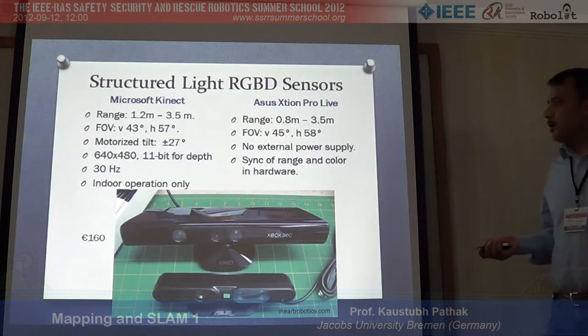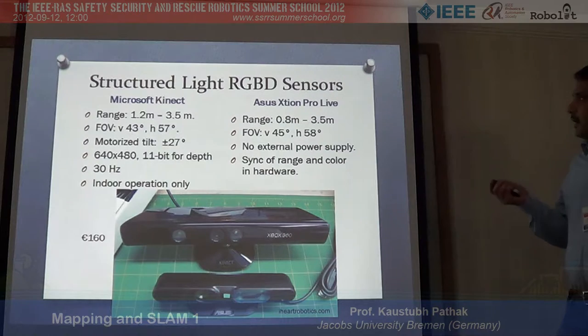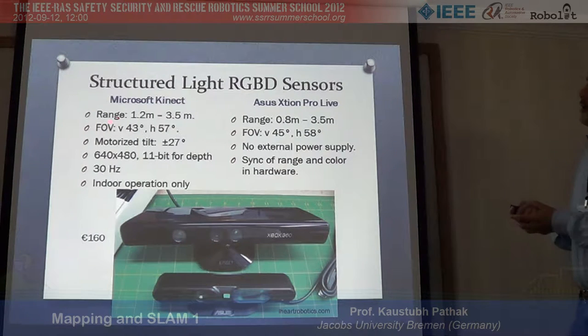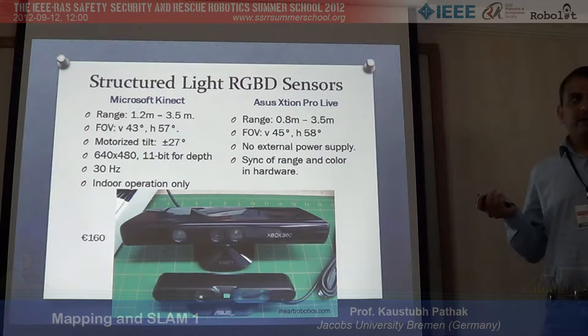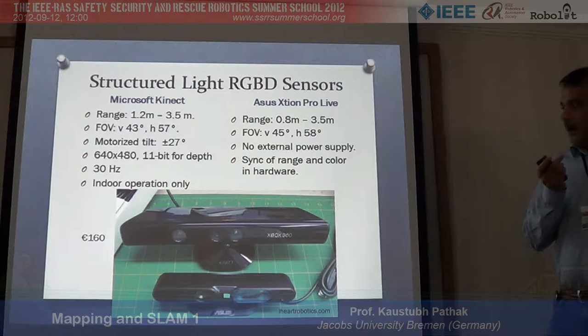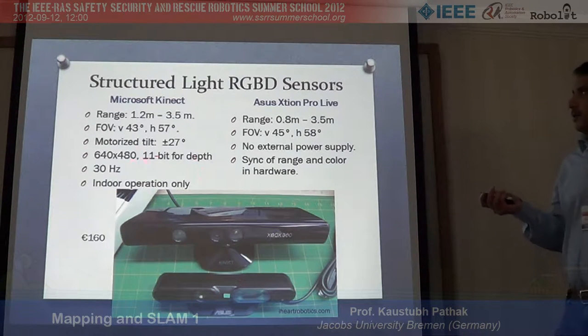In the first category, you have the Kinect and Asus, as I said, and these are some of the specs of these two. These are quite popular, but the interesting limitation is that the range is quite limited. It's only from 1.2 to 3.5, and the two are very similar. The field of view, 45 degrees, 50 degrees, horizontal, vertical, it's really limited, but they are still useful.